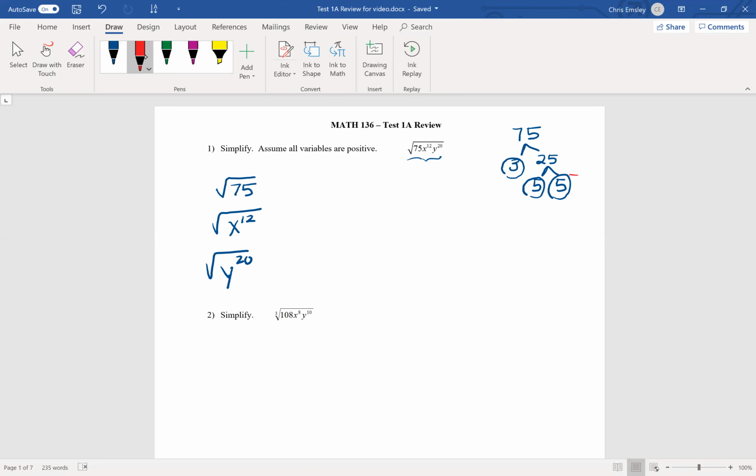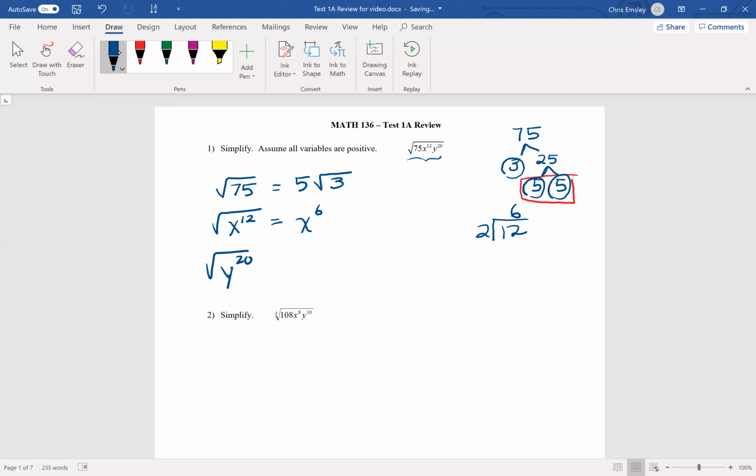Here for the square root of x to the 12th, remember square root has an index of 2, like we just said, so we can take that exponent and divide it by 2. That means after we take the square root, we are going to have x to the 6th. If we had a remainder, that would tell us how many x's needed to stay inside the radical. Since this one divides out evenly, they all come out of the radical.